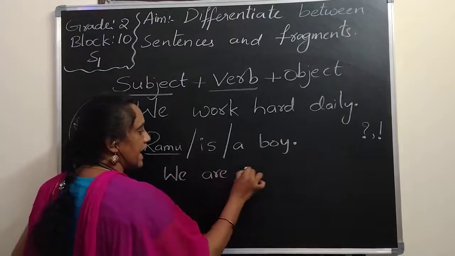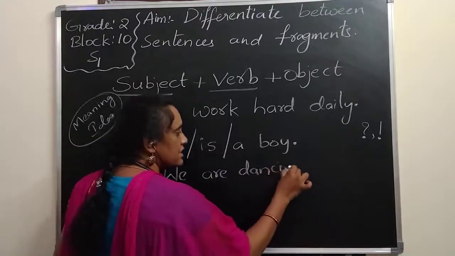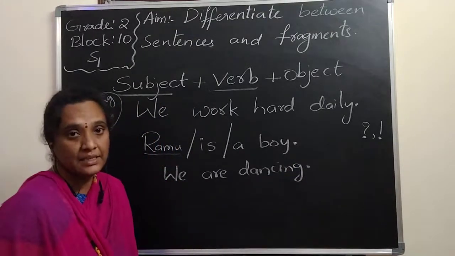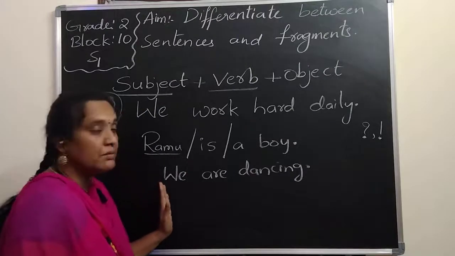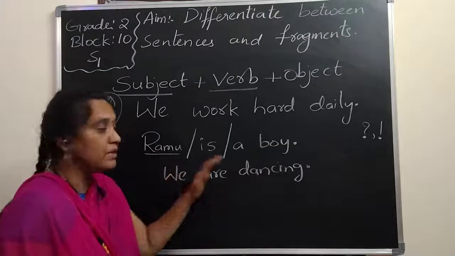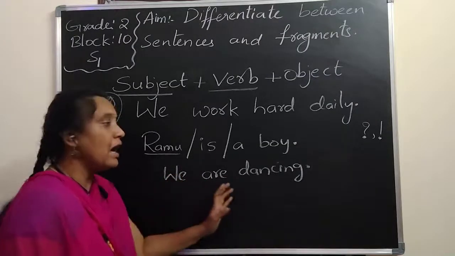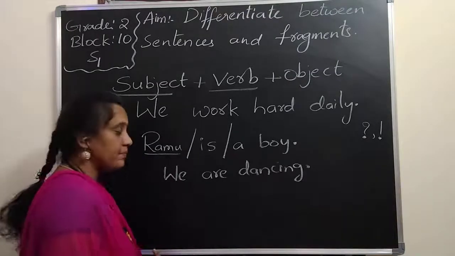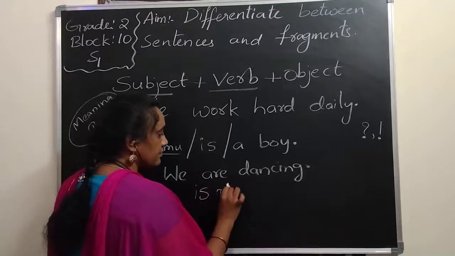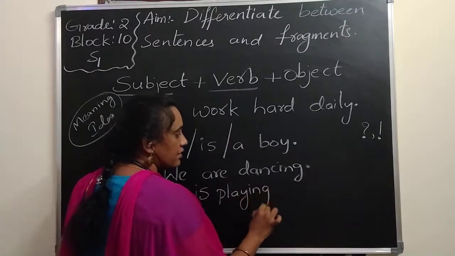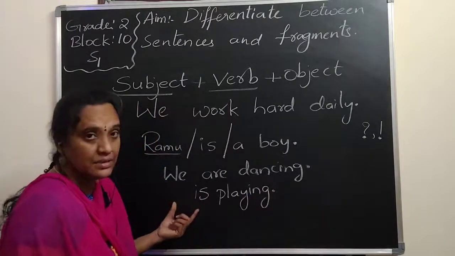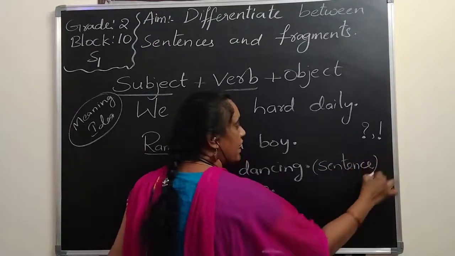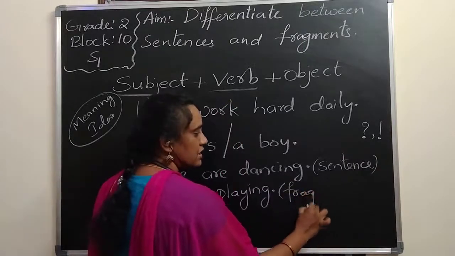We are dancing. Can you tell me what it is? Is it a fragment or a sentence? You can clearly say that it is a sentence. It is a sentence because we have a verb, a subject, and what the person is doing. So complete meaning is there. Now if I say something, he is playing. Can you tell me, is it a sentence? No, we can't tell it as a sentence. This one is a sentence and this one I can call a fragment.